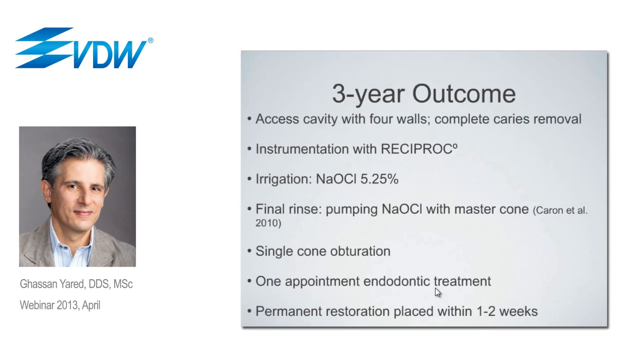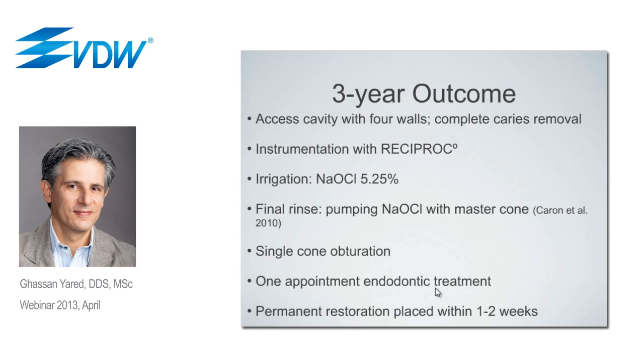Now, I've evaluated my cases over 3 years. I included in my evaluation 600 cases. All of the cases had access cavities with 4 walls. The caries was completely removed. The canal preparation was done with the Reciproc in the same manner as described. In some cases, I had to use a glide path. In some cases, I had to finish the canal preparation with hand files. I used sodium hypochlorite for the canal irrigation, and then a final rinse with sodium hypochlorite that was pumped in the canal with a cone, a master cone.